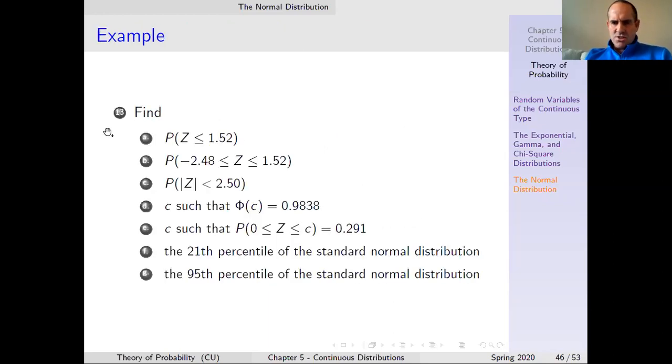So I'm not going to actually use the table. I'm going to use Excel to do some of these things. Find the probability that capital Z is less than or equal to 1.52. All right, let's do it. Capital Z is less than 1.52. So let's go over into Excel.